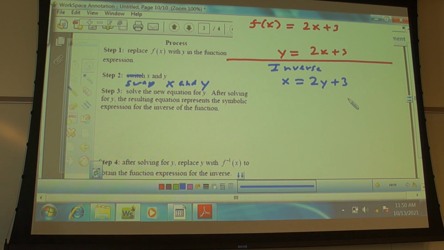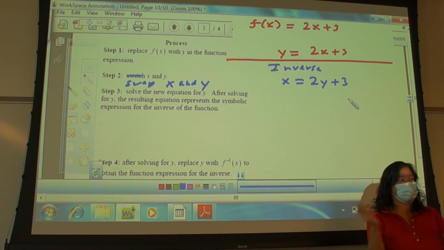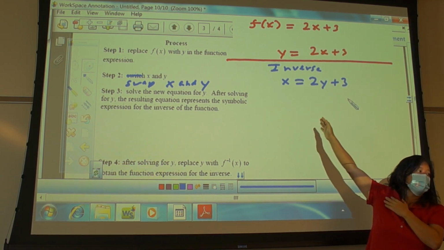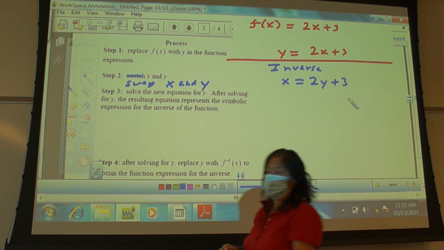Everybody with me on this part so far? Inverse, and what happens to the inverse? The x and the y swap places. So we're going to swap them. Now that I've swapped them, this is the inverse. It's a different function. Now I need to solve for y.